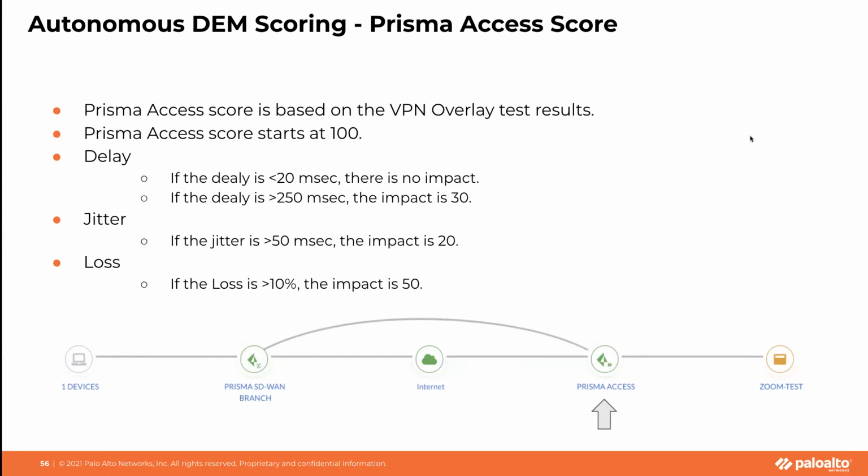Prisma Access score. The Prisma Access score is based on the VPN overlay test results. This score also starts with 100, and this score includes delay, jitter, and loss. For the delay, if it is less than 10 milliseconds, there's no impact. If it's greater than 250 milliseconds, the impact is 30. For the jitter, if it is greater than 50 milliseconds, the impact is 20. And for the packet loss, if the loss is greater than 10%, the impact is 50.